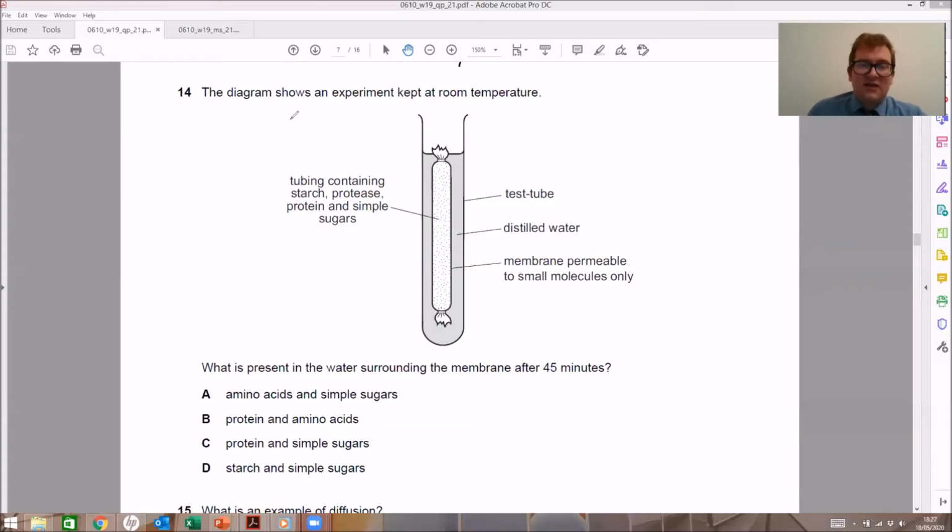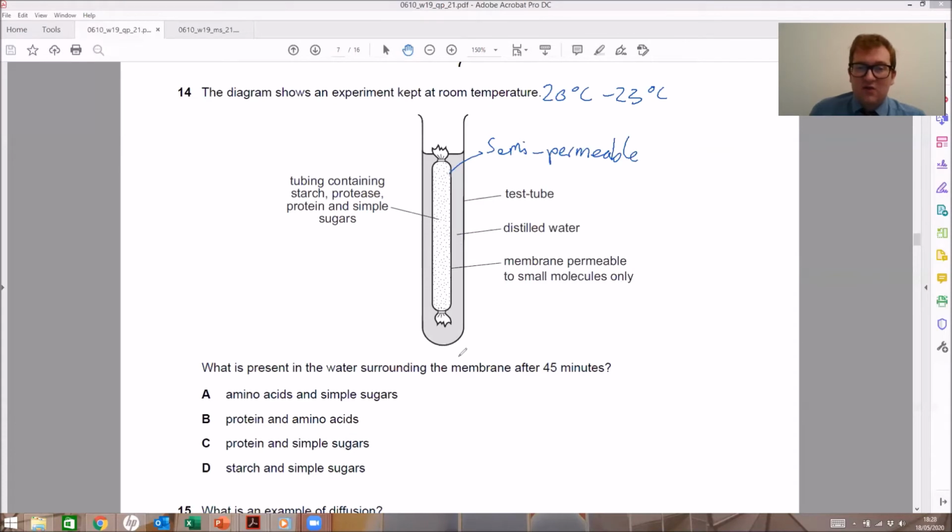Okay, question 14. The diagram shows an experiment kept at room temperature, which is for most scientific investigations between 20 and 23 degrees. Okay, so temperature is constant here. The tube containing starch, protease, protein, and simple sugars inside is visking tubing, and this is obviously semi-permeable. The reason I put semi-permeable is so you understand that some substances can come out and not all.